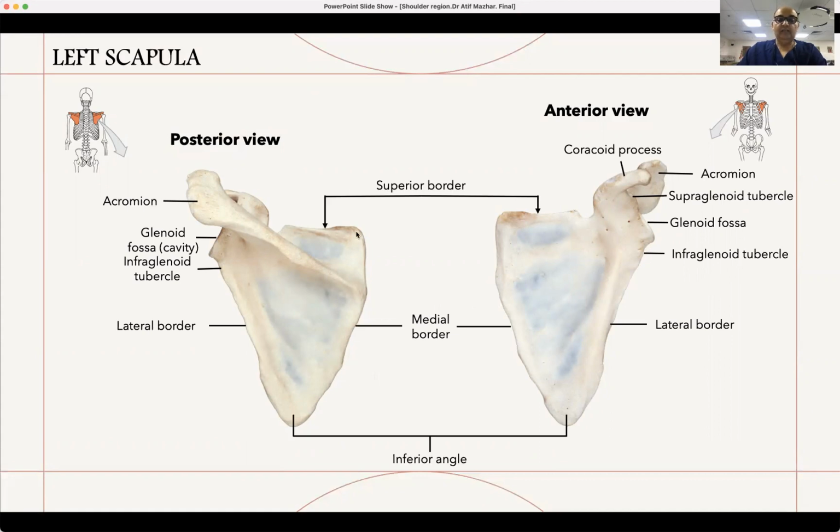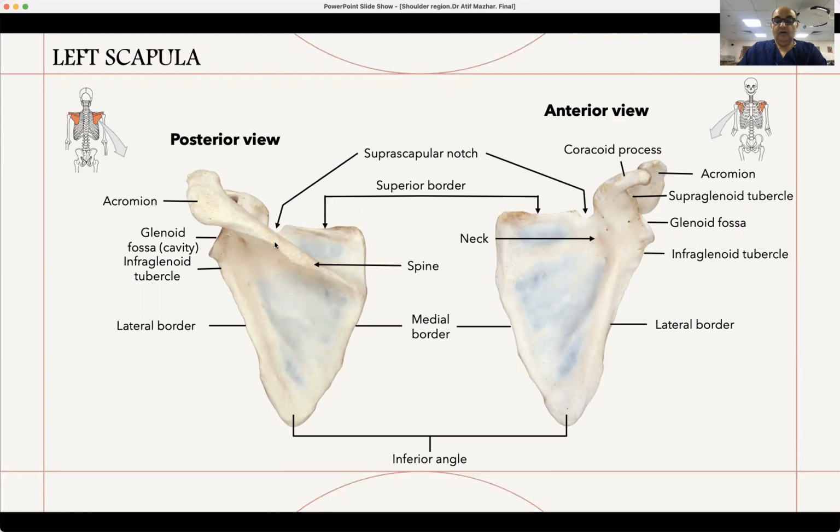And now we are looking at the superior border. You can see that, and now the angles are coming up. This is the inferior angle. Guys, this scapula extends from the second to the seventh rib normally. It can be variable. The inferior angle is quite palpable. And then along the superior border, there's a dip here. We call it the suprascapular notch.